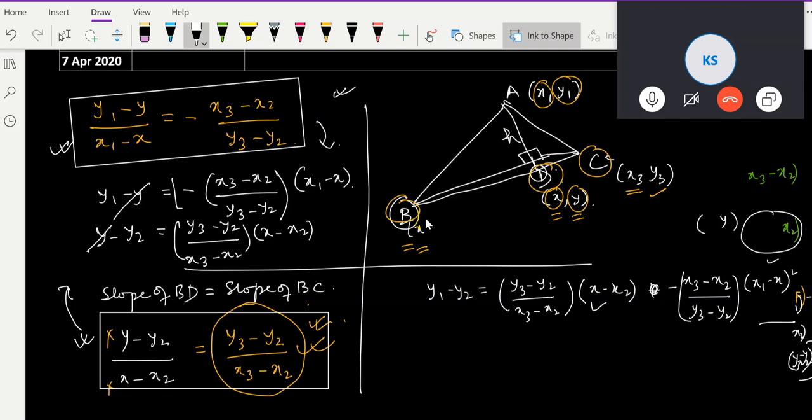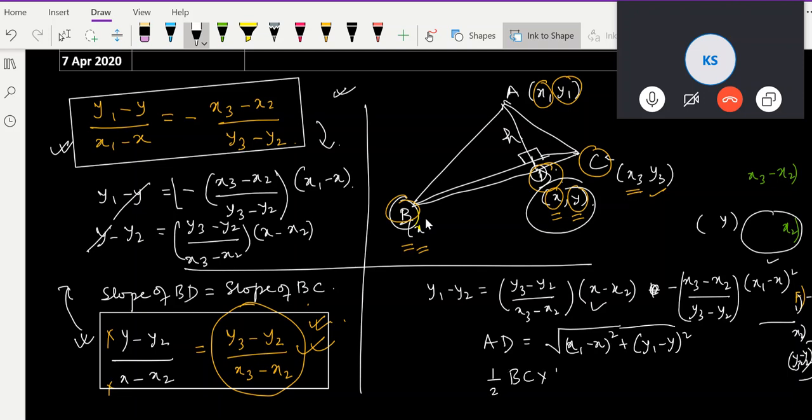So this is how you can find out x and y of this particular point, and then you have to find AD, which is root over of x1 minus x whole square plus y1 minus y whole square, and then you have to use the formula half BC into AD. Now the reason why we don't use this is because it is much more cumbersome to arrive at.